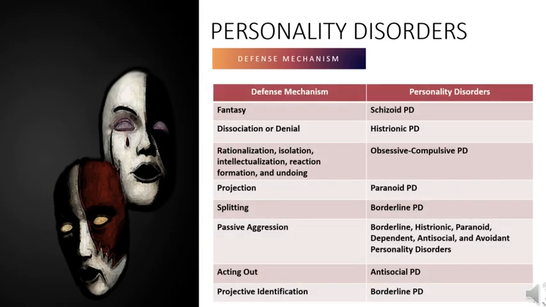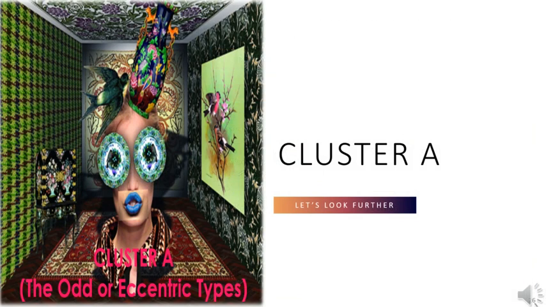Here are some examples of defense mechanisms mentioned in the book by Kaplan and Sadock, Synopsis of Psychiatry, 11th edition, on personality disorders. Please review them carefully in the book. Let's look further.